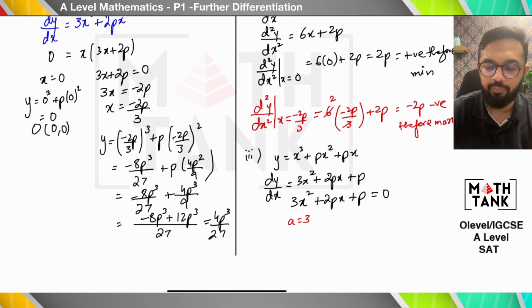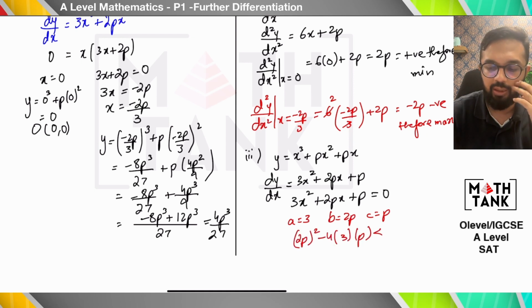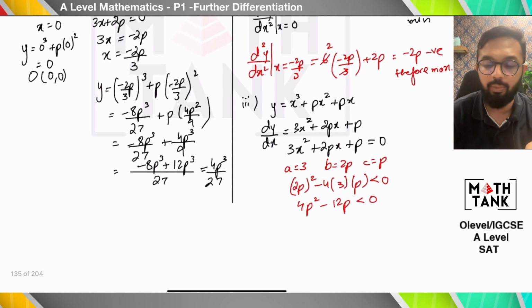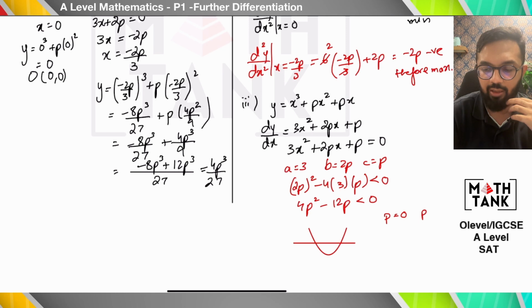So a is 3, b is 2p, and c is p. So b squared minus 4ac should be less than 0. So 4p squared minus 12p should be less than 0. This is the normal quadratic inequality that you would solve. You would say that I will have two roots. When I solve this on my calculator, it's going to give me two values of p: p is 0 and p is 3.